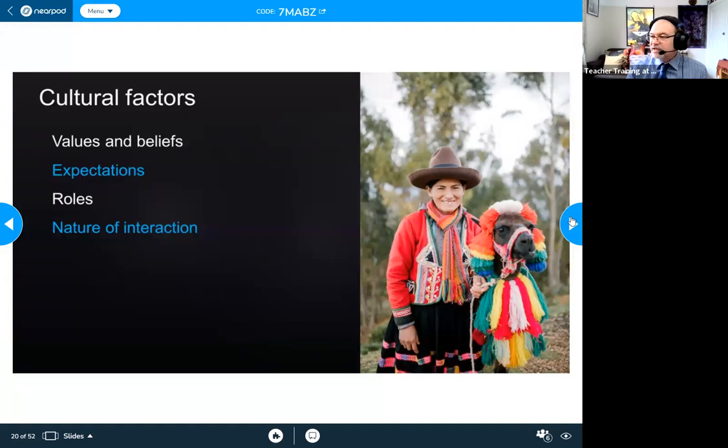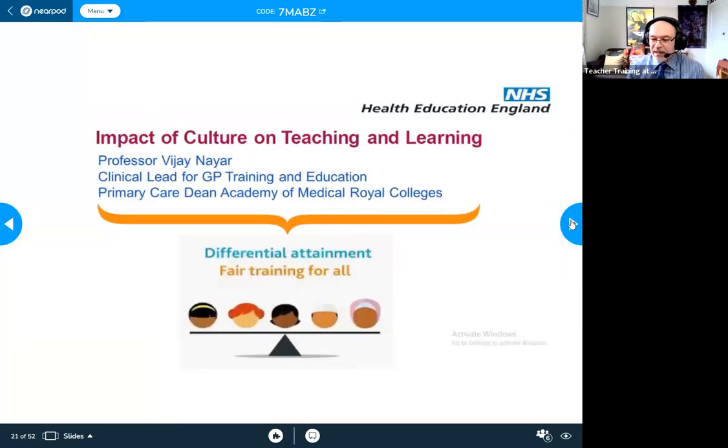So we're going to switch now to somebody else's PowerPoint presentation. This is an excerpt. The full set of slides are on OneFile Resources. I've just taken a few slides out of this PowerPoint from Professor Vijay, with his permission. I've been in touch with him and had his permission to use this.